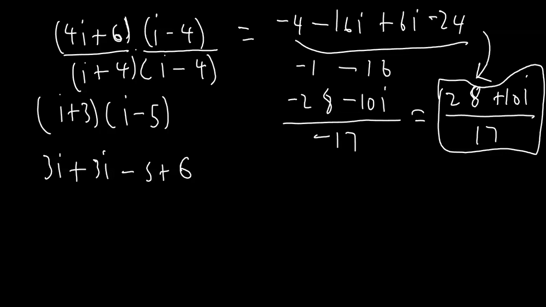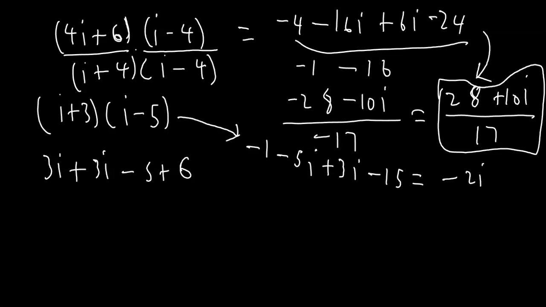Okay. So for the second one, i times i is just negative 1. i times negative 5 is just negative 5i. 3 times i is just plus 3i. 3 times negative 5 is just negative 15. So then our answer is, well, negative i plus 3i is just negative 2i. Negative 1 minus 15 is just negative 16. That's our answer.